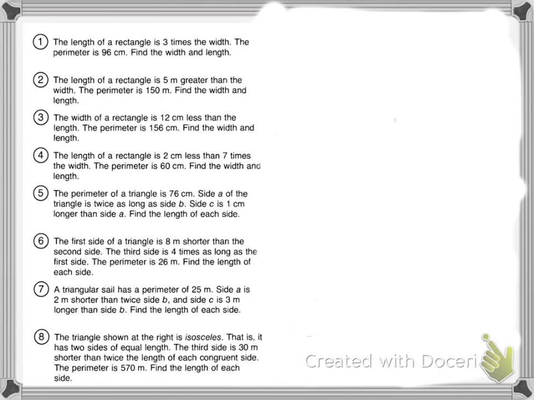Let's try a triangle. Now, I want to do a triangle, but I don't want to do one too saucy. So I'm going to maybe start with the first one and hope that's not a saucy one. That's the first one, guys, right here, number 5. The perimeter of a triangle.